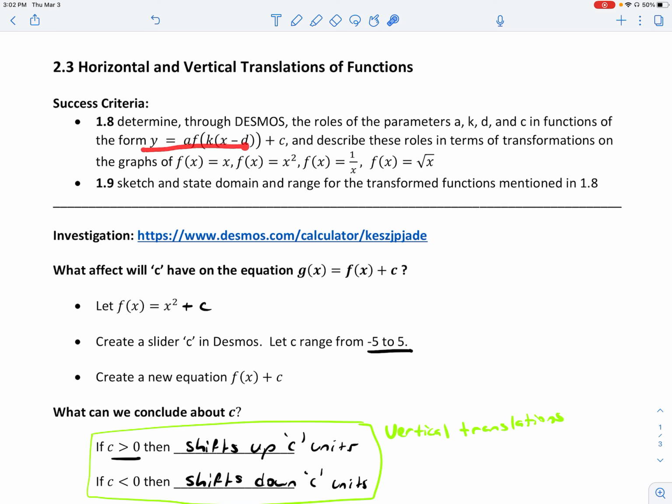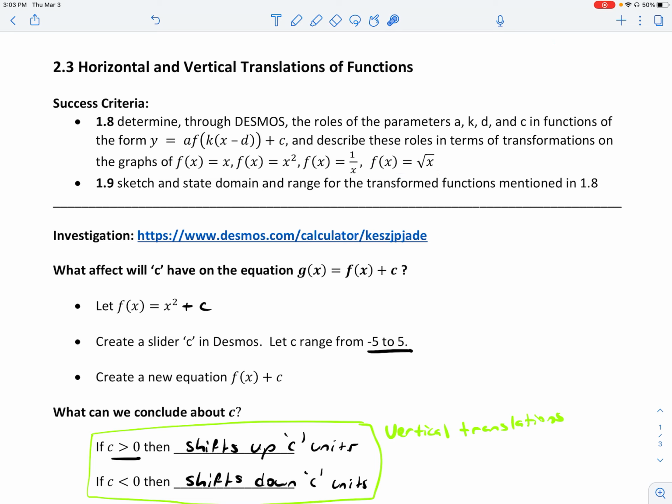Okay, when you look at this equation, you actually don't know what the function is. We just know what we're doing to the function with a, k, d, and c. What function is this related to? Well, it might be a simple function like f of x equals x, which remember is just a straight line, like y equals x. It could be f of x equal to x squared, just our basic parabola. It could be 1 over x, which is the two branches and has the two asymptotes. Or it could be a root x function, which just looks like this, square root of x.